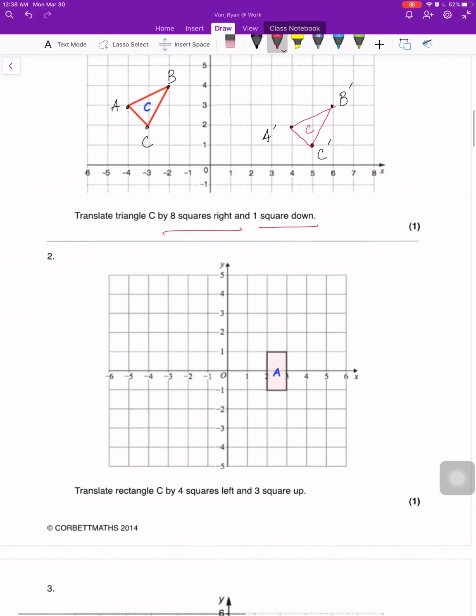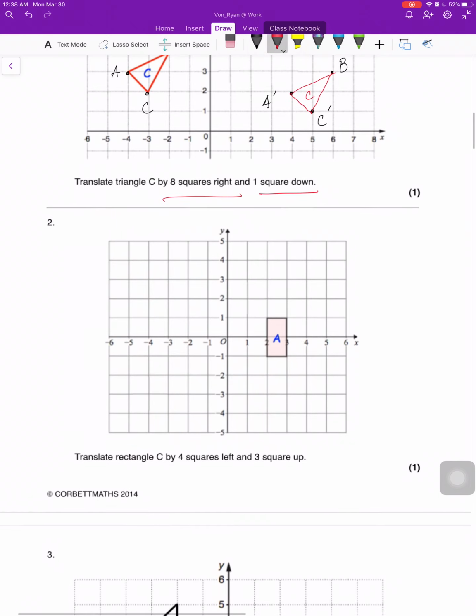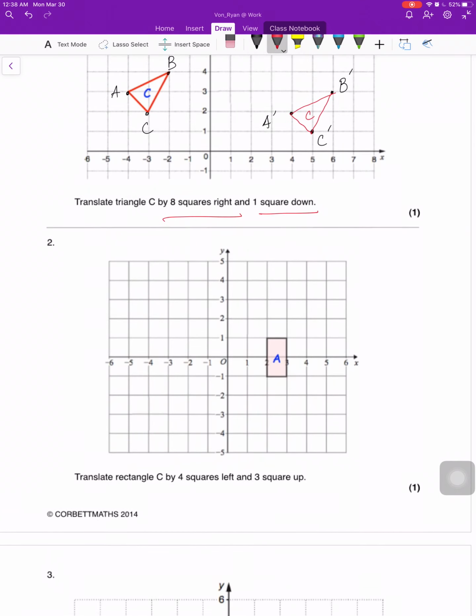Let's work on this one. Rectangle C by 4 squares left and 3 squares up. So 4 squares left. Again, let's name the corners so we don't get confused. A, B, C, D. So 4 squares to the left and 3 squares up.